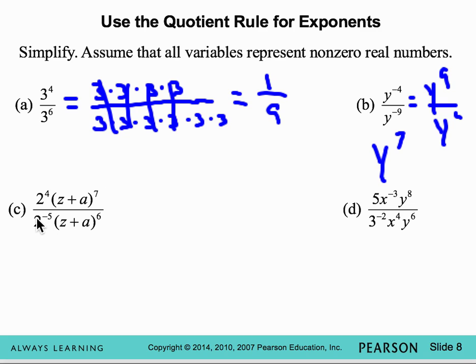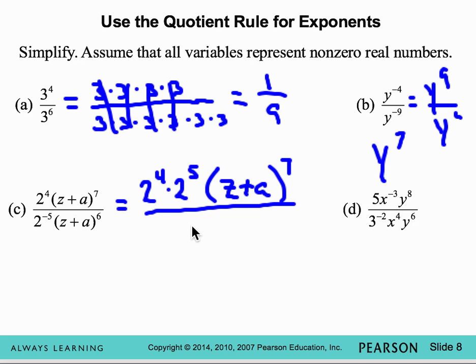Negative exponent, I got to do that first. Nothing else is going to move. Nothing else is going to move. But that -5 needs to be positive. Okay, nothing else has a negative exponent, so they stay.